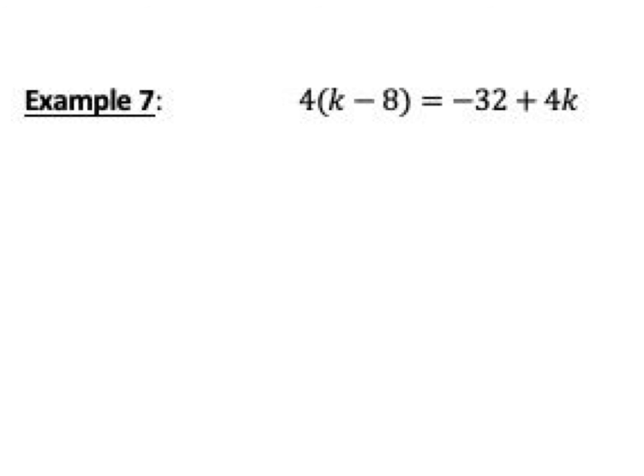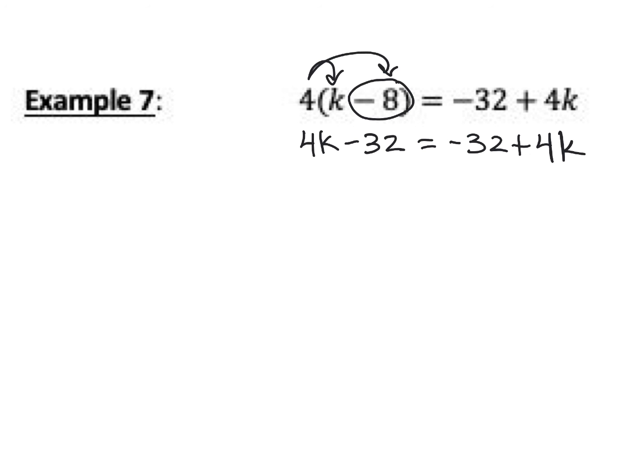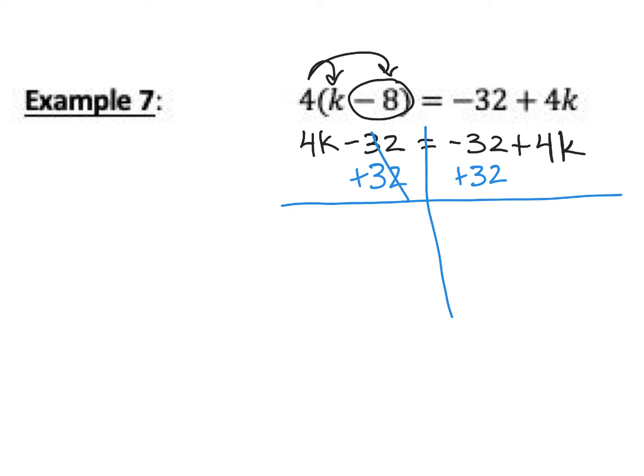All right, let's keep on going. So we're going to have 4 multiplied by k is 4k. 4 multiplied by negative 8 is negative 32, right? Equals negative 32 plus 4k. Now, instead of moving my variables first, I'm going to show how it works if I move my numbers first. So I'm going to add 32 to both sides. Positive 32 and negative 32 go away. So then I have 4k equals 4k.